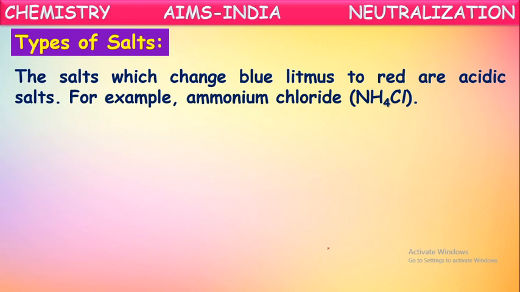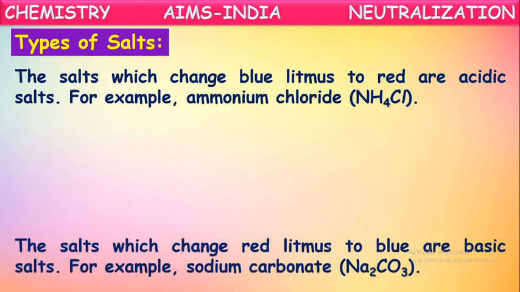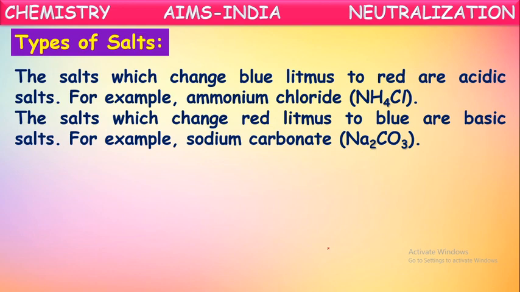For example, ammonium chloride is one of the acidic salts. Even though it is a salt, it shows some acidic character. Why is it so? This is because of the acid and base reacted to form this salt. The salts which show an effect with the blue litmus paper and turn it into red color are called acidic salts. Example, ammonium chloride.